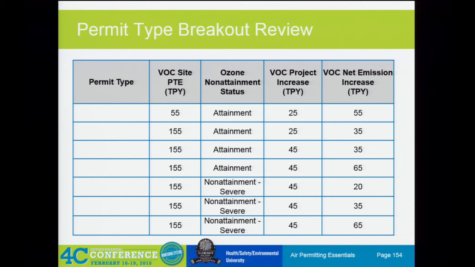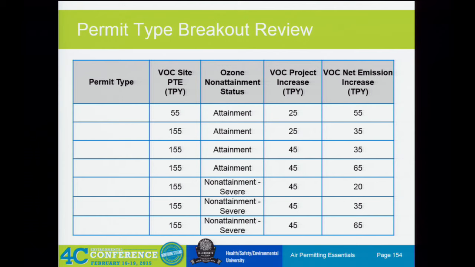So in this case, anything in this category above 25 tons would put you into Title V permit status. Anything above 25 tons here would trigger the netting, and anything here above 25 tons puts you into a non-attainment permit, if everything else holds true. So when you're looking at project increase, you have to know whether you're in attainment or not.